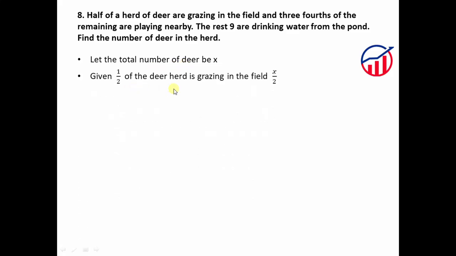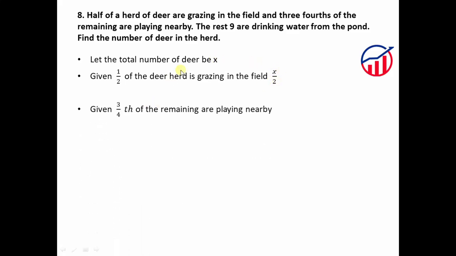Half of a herd of deer are grazing the field and 3/4 of the remaining are playing nearby. The rest 9 are drinking water from the pond. Find the number of deer in the herd. Let the total number of deer be X. So given half of the deer is grazing in the field, so it is what? X multiplied by 1 by 2, which is nothing but X by 2.